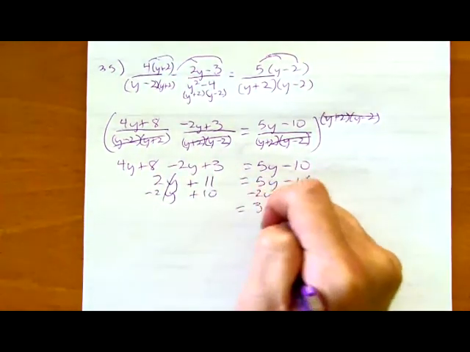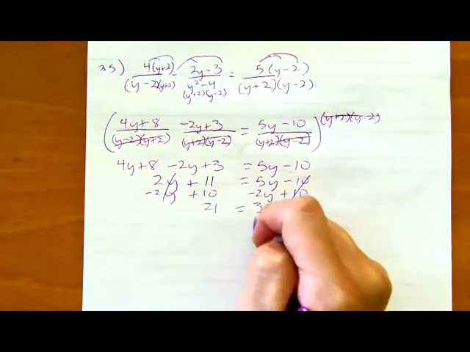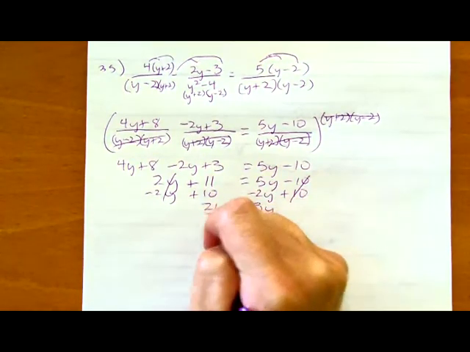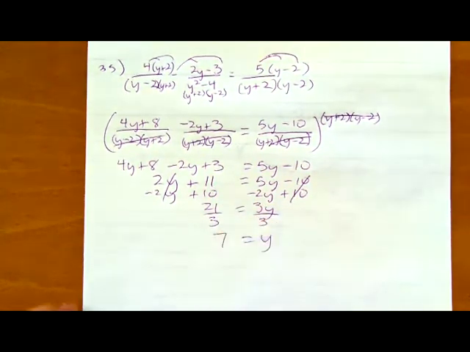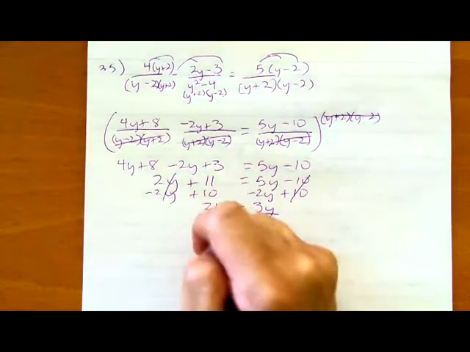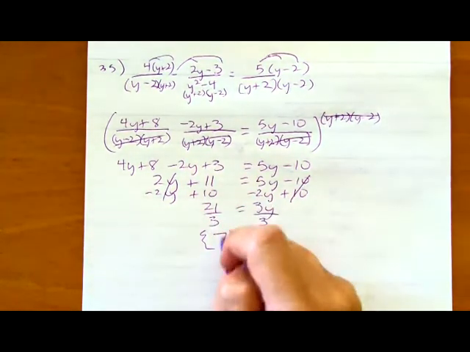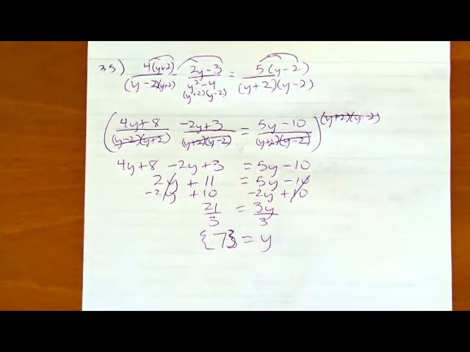Okay, so that cancels, that cancels. 3y equals 21. Divide both sides by 3. Y is 7. It doesn't produce a 0 denominator, so our solution is 7. Number 37.